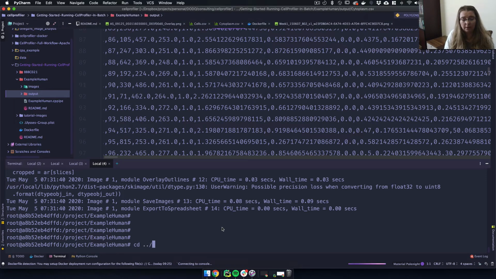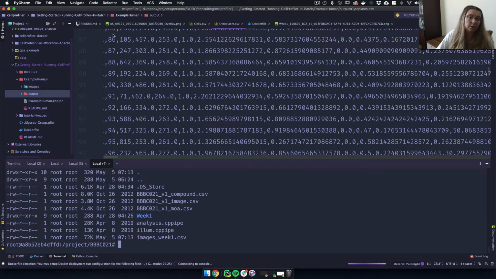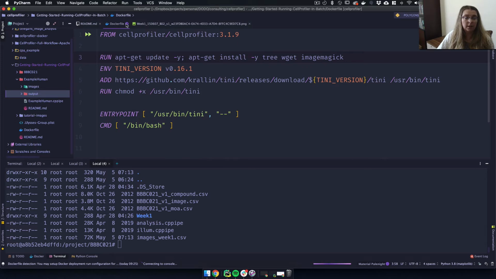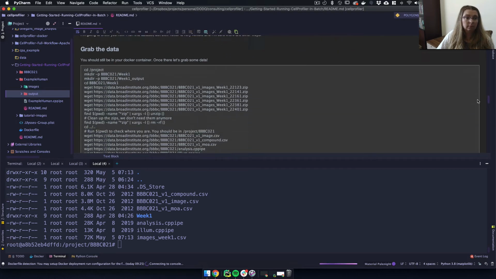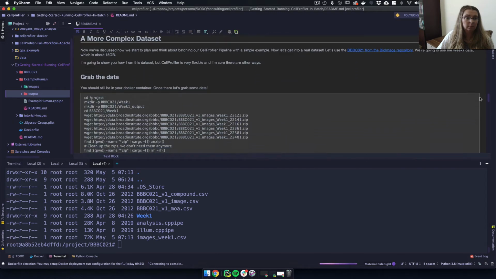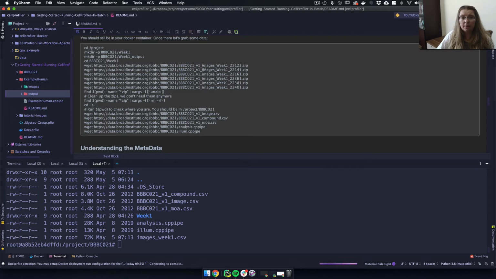Now we're going to move on to this more interesting example. Let me get rid of some of these files because they take up my screen real space here. So if you need to grab the data, this is what you can do. We're only going to be using this first data set, week 1_22123, for today, but if you really wanted to go through the whole process, you could do this for everything, right? And then you also need to get some of these data files, the analysis and the illumination pipeline files as well.